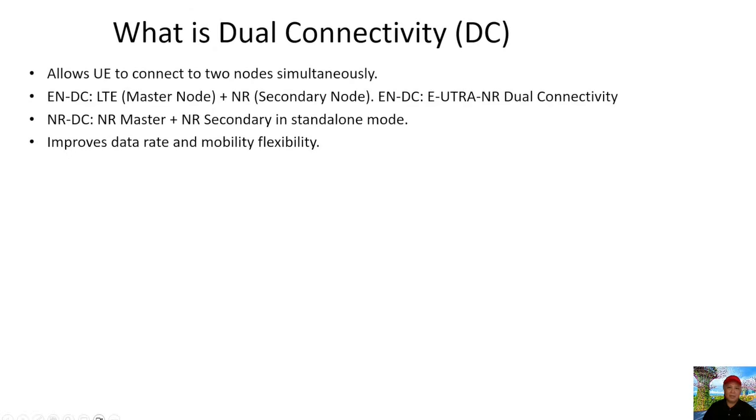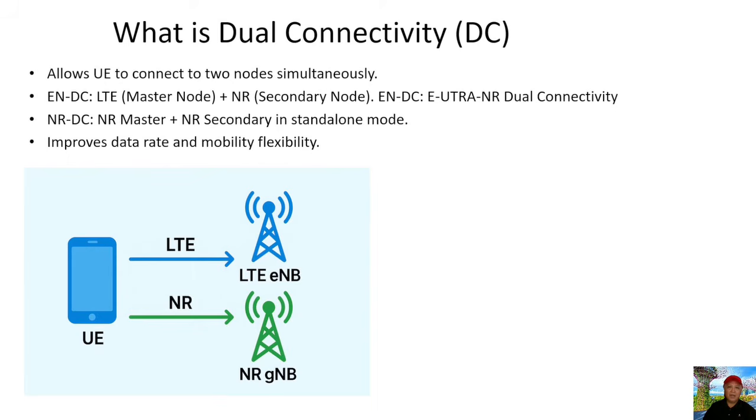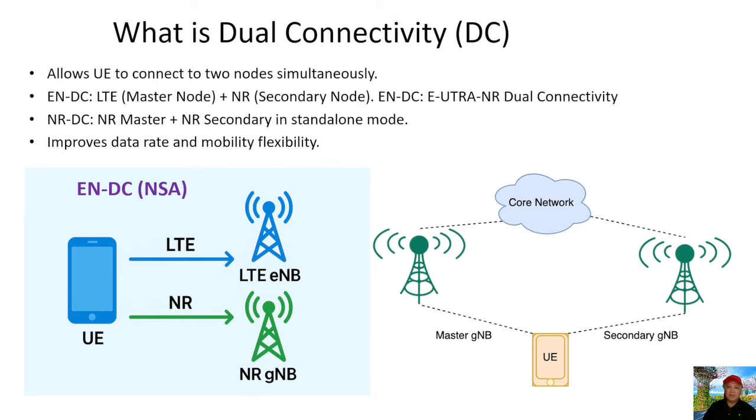Now, let's look at dual connectivity. Unlike carrier aggregation, dual connectivity allows the device to connect to two different nodes simultaneously. In EN-DC, LTE serves as the master node and the New Radio as the secondary node. In New Radio DC, both nodes are New Radio based, providing even greater flexibility in standalone 5G networks.